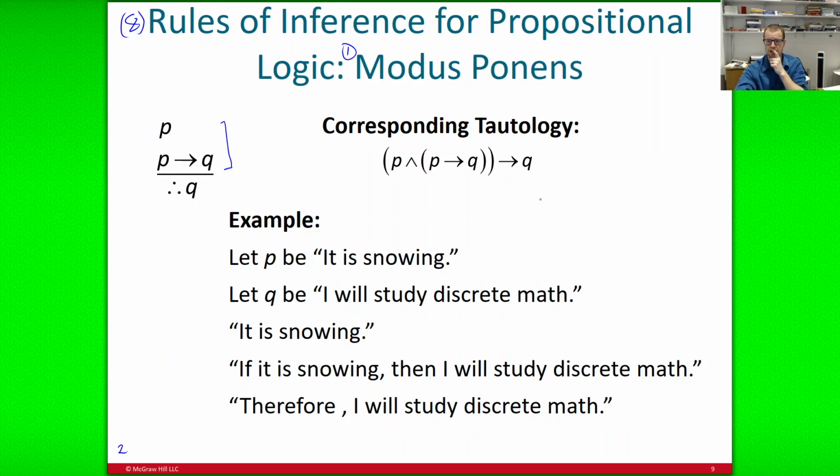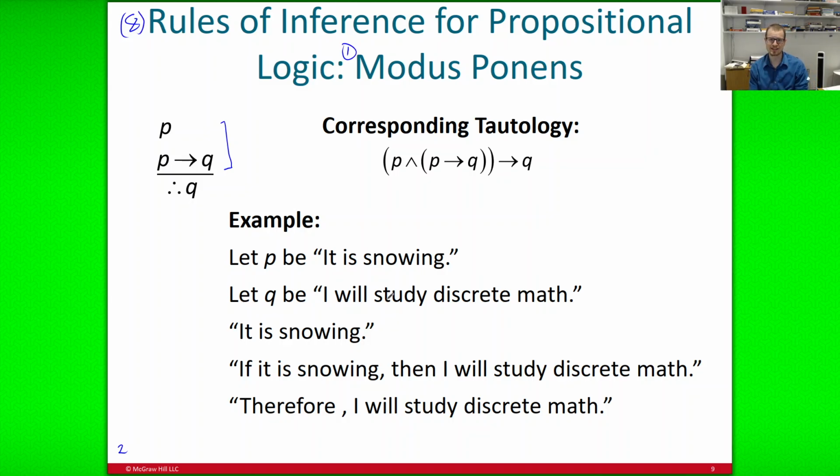The idea is that we actually want to demonstrate or assume truth depending on where we're at in our construction of proofs later. But if we take the statements, it is snowing, and I will study discrete math, statements themselves can be evaluated as true or false, right? Propositions. This seems a little bit weird. I will study discrete math: how do I evaluate that as true or false?